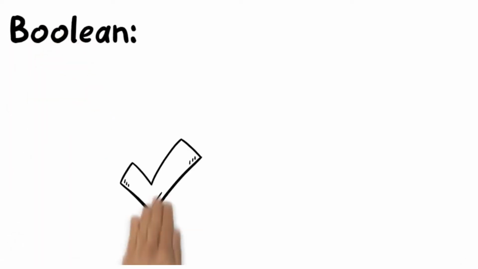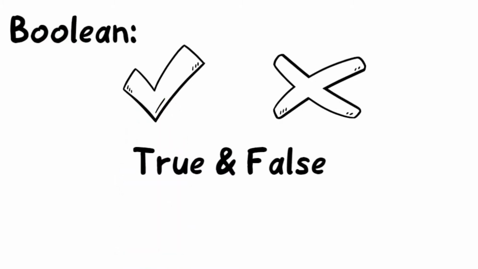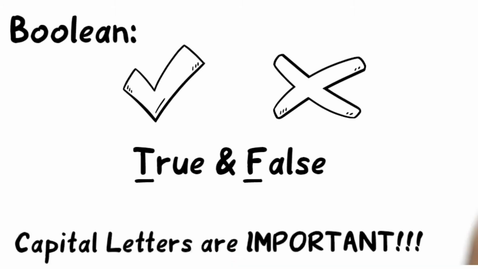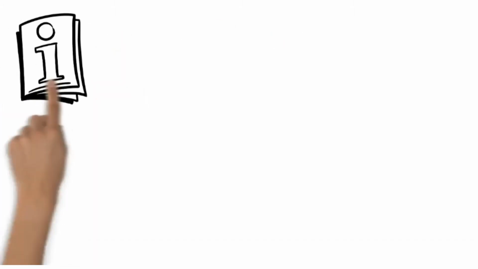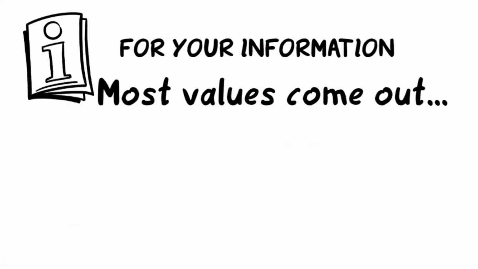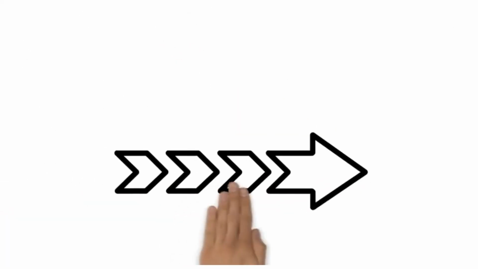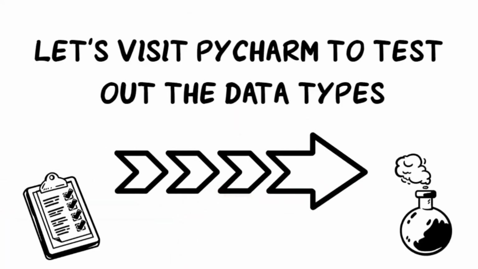Now, last but not the least, comes the Boolean value, which isn't really much except for true and false. And remember that Python is very case sensitive, so spell out true and false with a capital at the beginning. Now, just for your information, most values come out true, except for the following. So now let's move on to PyCharm to test out these data types.